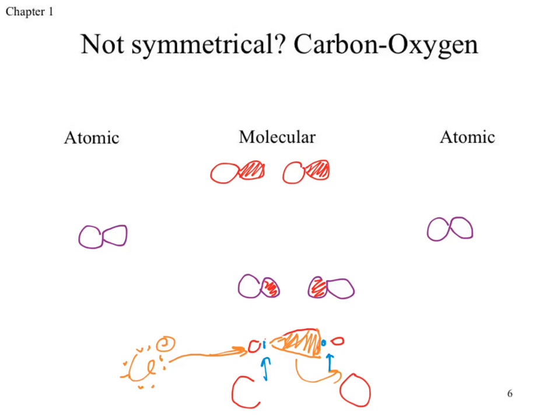Is there any electron density at the nucleus? No. So what we've generated is two spots of 0 electron density. What we've got is referred to as a node. How many nodes are in our bonding situation?